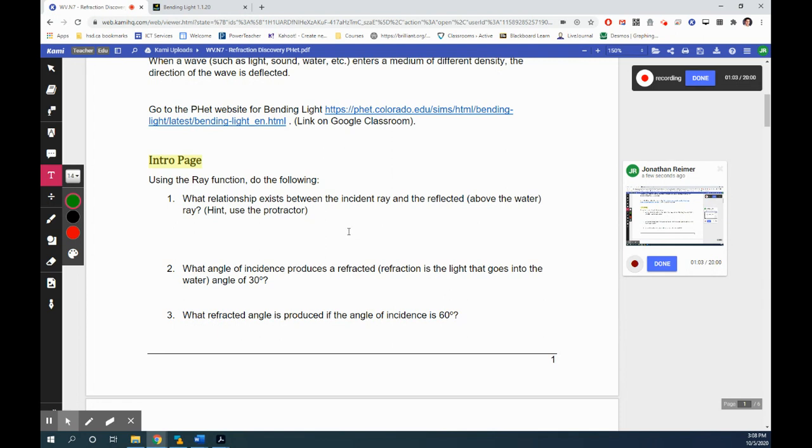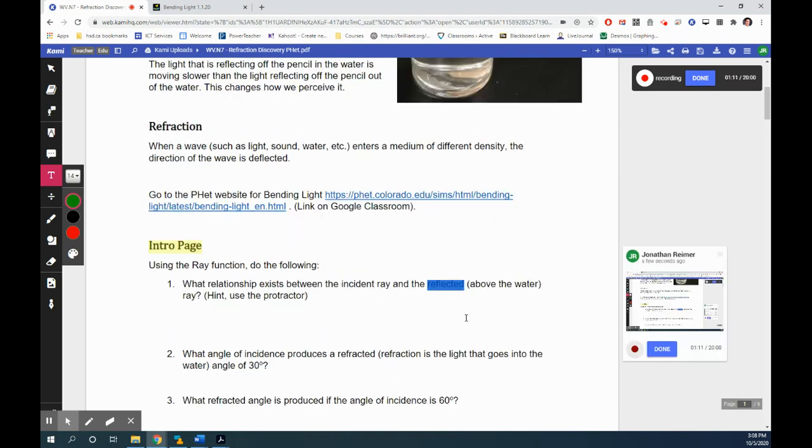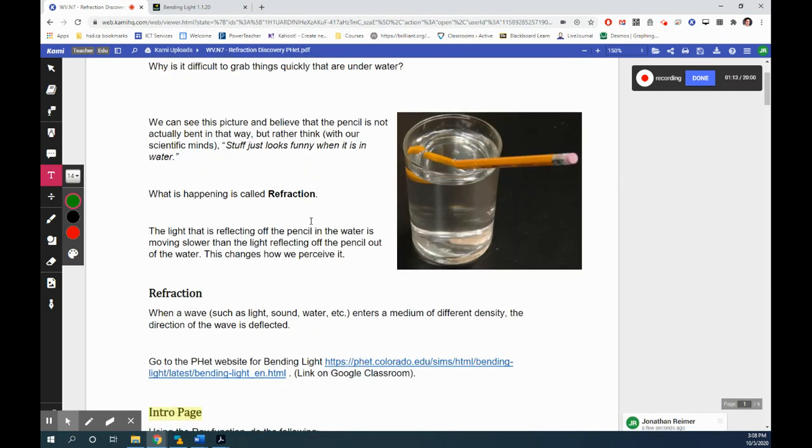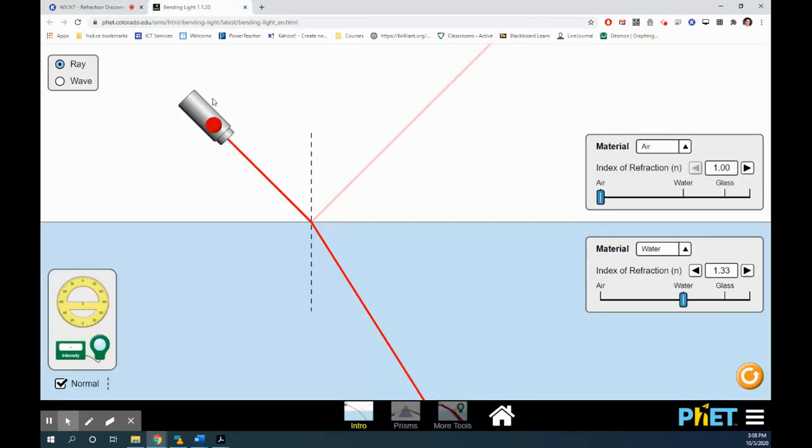So our first question: what relationship exists between the incident ray and the reflected ray? Okay, so not the refracted ray, sorry. We're not talking refraction yet, we're talking reflected. And so this is the reflected ray up here, and this is the refracted. So reflected is off the water, like seeing your reflection in the water. Refracted is seeing your arm under the water. Okay, so what's happening under the water is refraction.